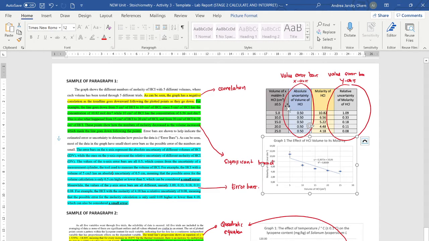You can mention it by looking at the absolute uncertainty of your IDV. That's the x-axis error bar, the horizontal one. The y-axis is the vertical one. If you want to mention the value, you can see the relative uncertainty of your vitamin C, your DV. We call it the y-axis error bars. Do we need to mention all the values? No, you just compare.